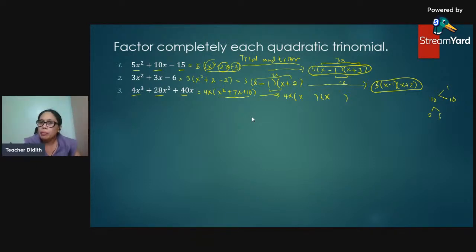Now, between the pairs of factors 2, 5 and 1, 10, which pair, when you add, will result in 7? And that's 2 and 5, right? So the factors here are x plus 2 and x plus 5. As we work on the sum of the outer and inner products, this is 2x and this is 5x. So we get the sum, that's 7x. So these are the factors.